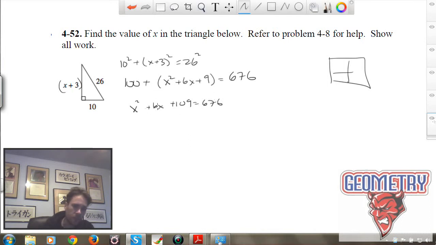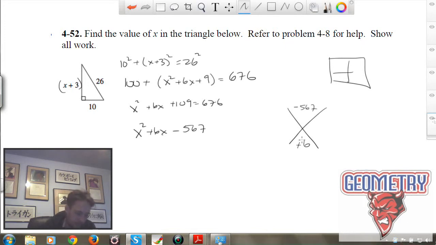So let's move everything over to one side here. So we get x squared plus 6x, and 109 minus 676 is negative 567. So now I'm going to try to find factors of 567 that will add to 6. Okay, so I want to multiply to negative 567 and add to positive 6. So let's see what we can do.